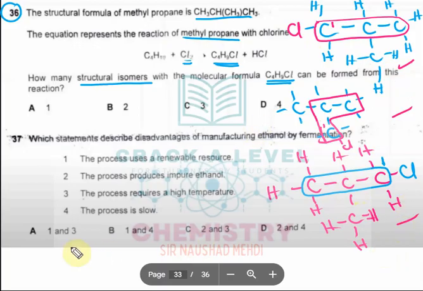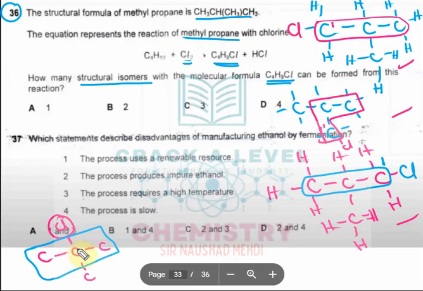But one possibility is if I remove the middle hydrogen. Let's suppose I have this methyl propane, and I removed the middle hydrogen and placed the Cl over here. Now if I select the longest chain of carbon atoms, I have to start the numbering from the corner.